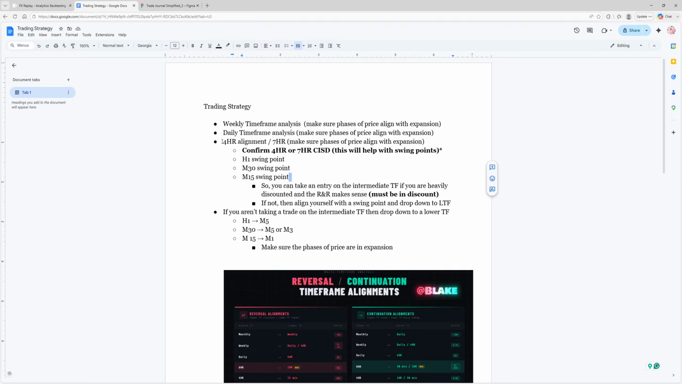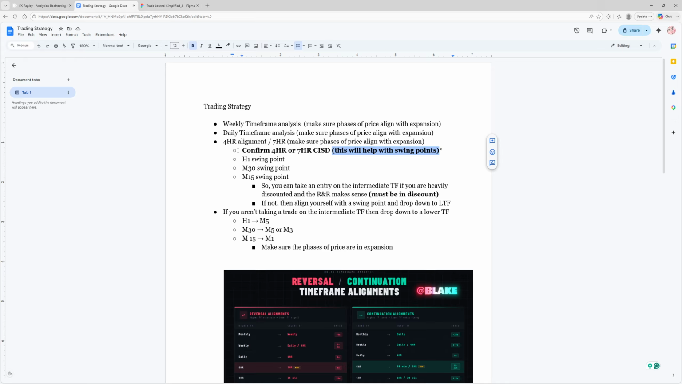So after we have our 4-hour or 7-hour swing point, we want to go down to an aligned time frame, which is going to be the 1 hour, the 30 minute, or the 15. I would recommend starting from the higher time frame, the 1 hour and the 30 minute, and then confirming the CISD, because that's our initial reversal. Remember when I said I take continuations? So to take a continuation, we need to first identify the initial reversal, which is that first change in state of delivery. This will help with swing points. This will help you identify what the next swing point is that you will be taking.